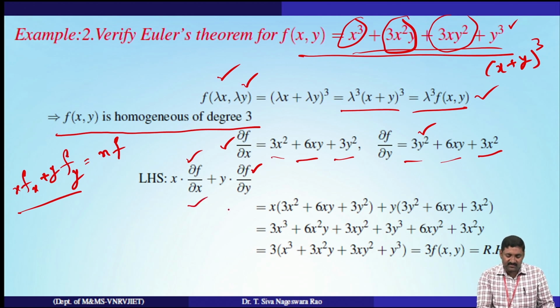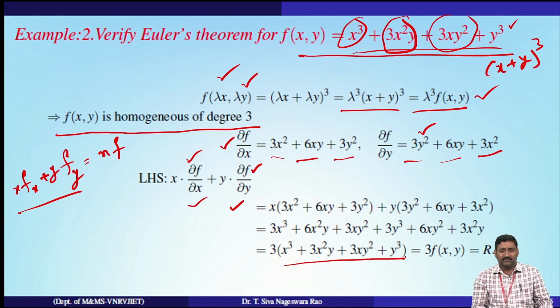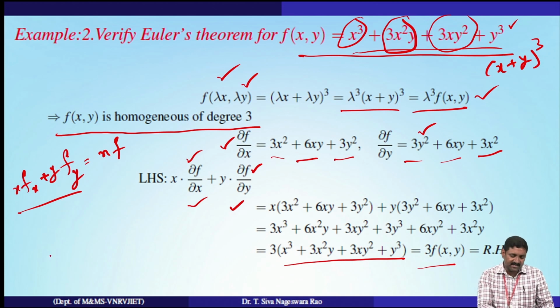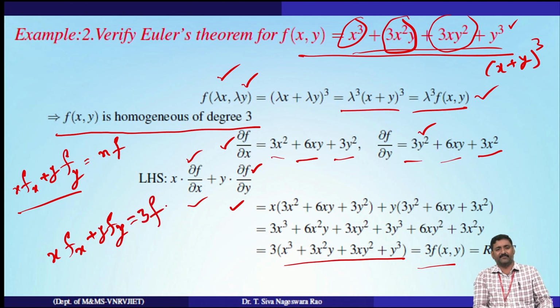We will substitute them into the respective places. Later multiply with x comma y and take the constants as common from the expression. You will get this. We can write this as 3 multiplied with f of x comma y. So what we proved? X multiplied with fx plus y multiplied with fy is equal to 3 multiplied with f. So this is the verification of Euler's theorem.